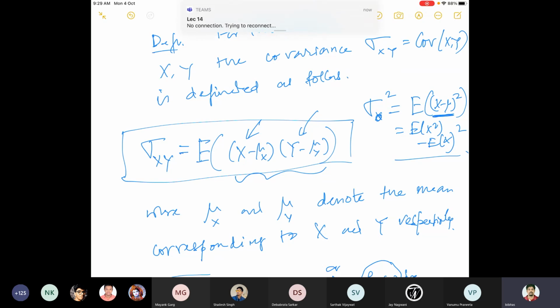Now, what is the meaning of covariance? It is about co-varying. Now, co-varying means what? X is a random variable. It is taking some values, and the mean value is mu x. That means x will take some positive values and some negative values, and in general it will be close to the mean. But there can be some outliers, I mean, there can be some values which are far.